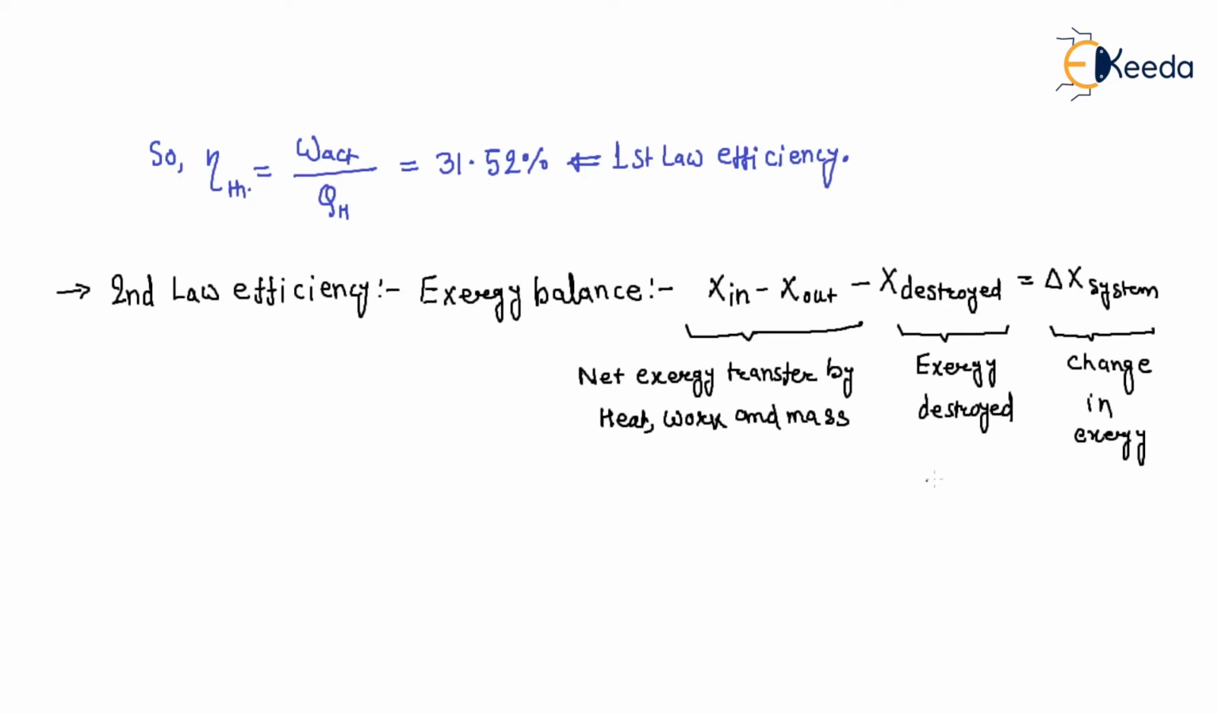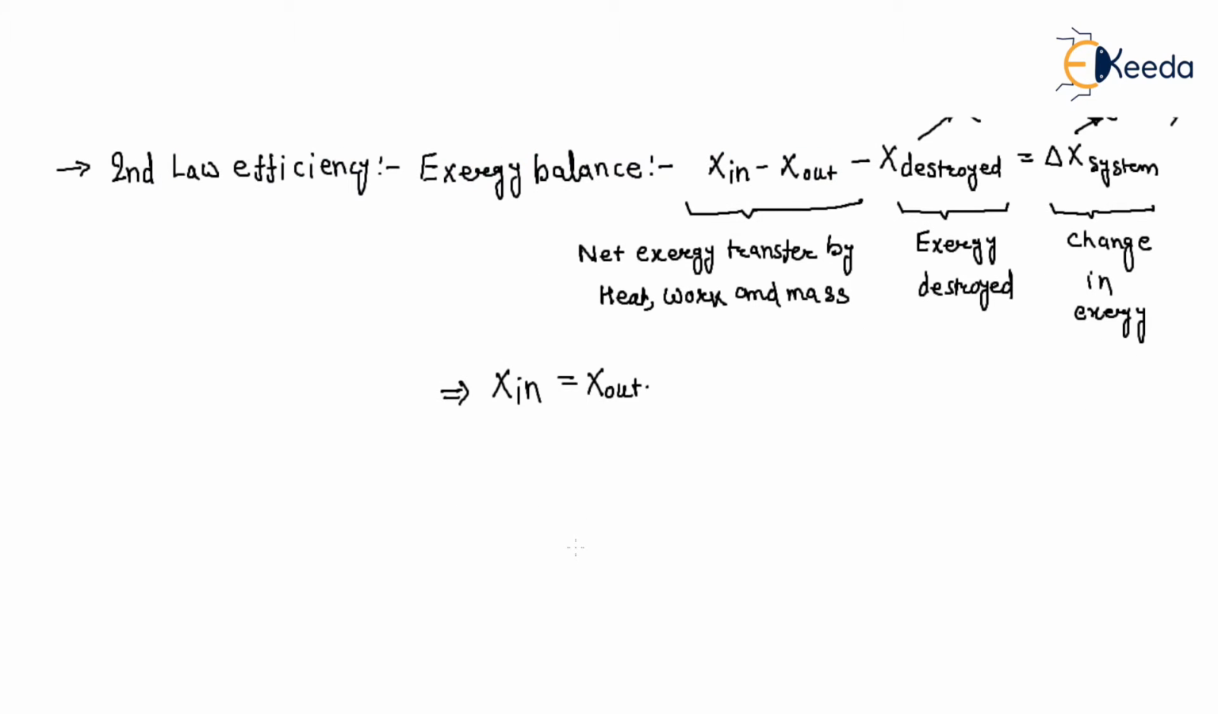Now if the process is reversible, so there is a reversible process, this is 0, right? Exergy destroyed is 0 for a reversible process, and this is also 0 for steady state, right? So what you have? Exergy in is equal to exergy out. So from this we have to calculate a reversible work.